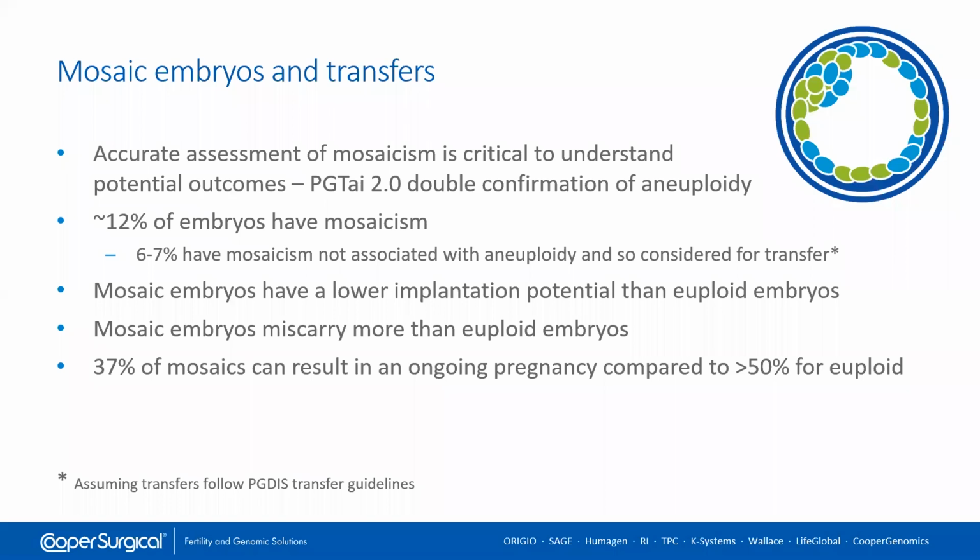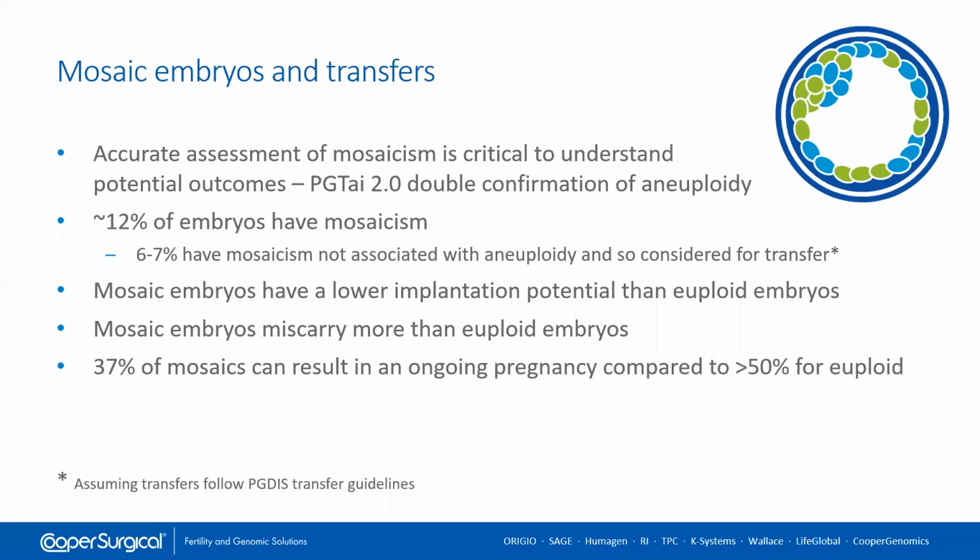We don't currently run carrier mapping to define if that embryo is suitable for transfer. We rely exclusively on the NGS and PGTAI2 and just look at the mosaic load.